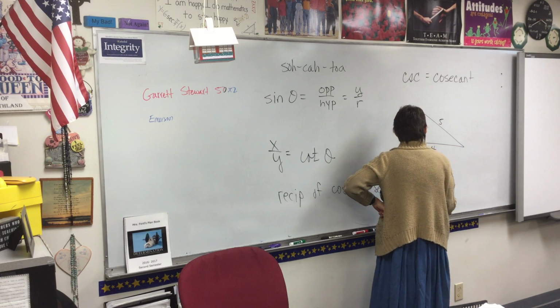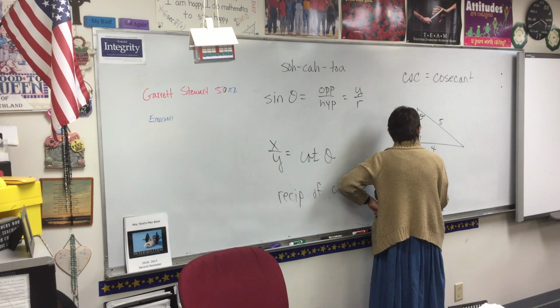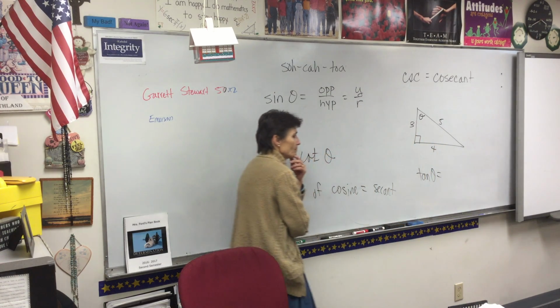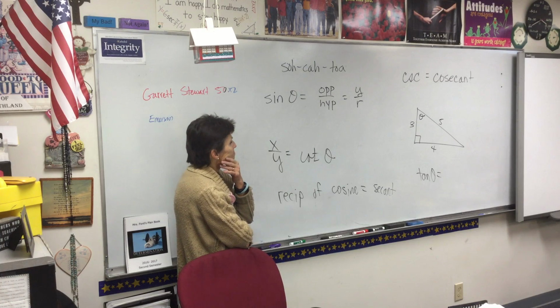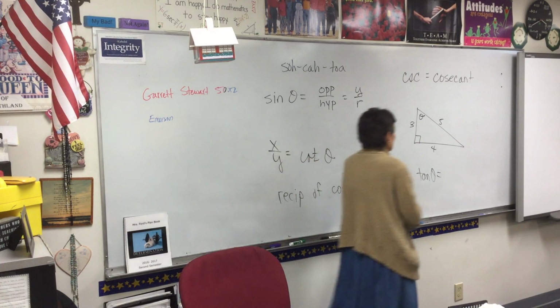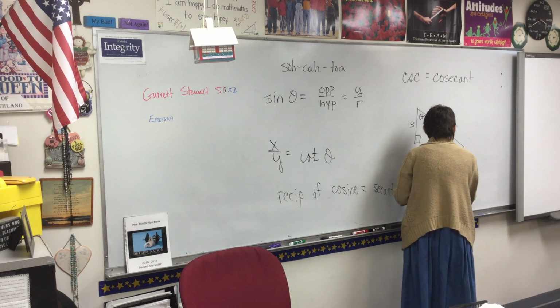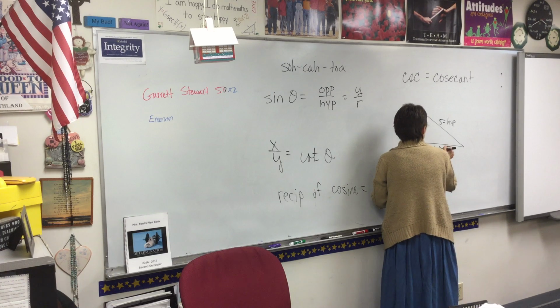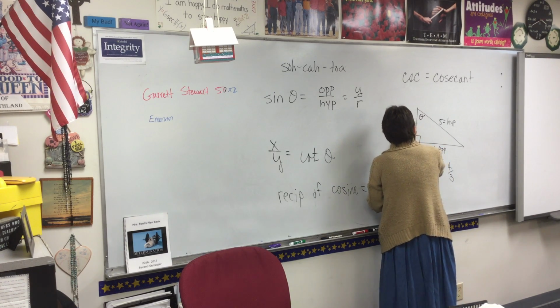All right, speaking of tangents, what is the tangent of angle theta? It's 4. I heard somebody say 4/3, and that's right. Because this is the hypotenuse, this is the opposite, and this I know I did.